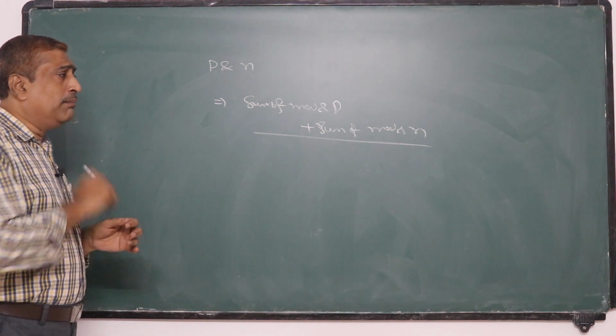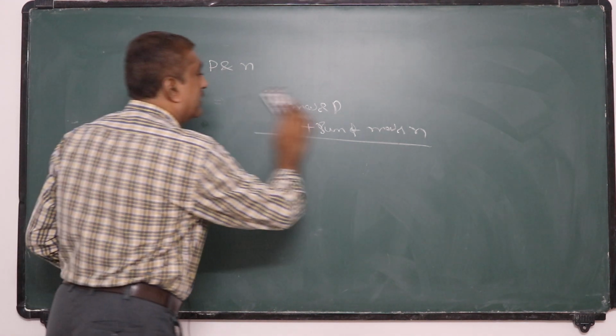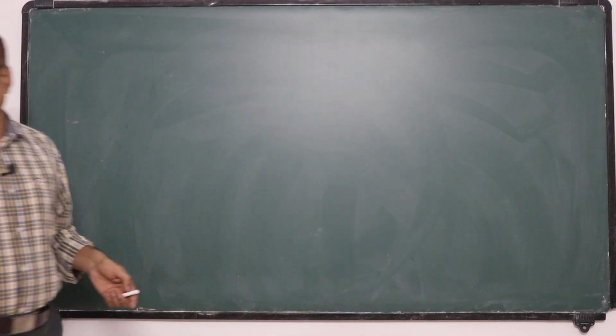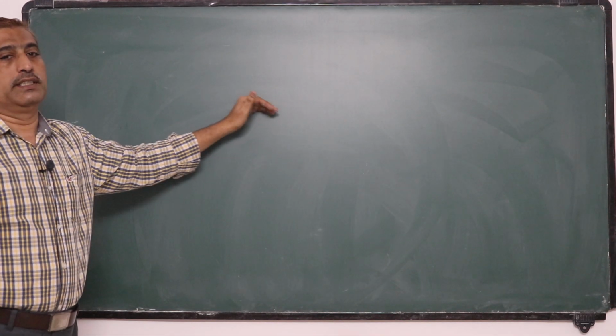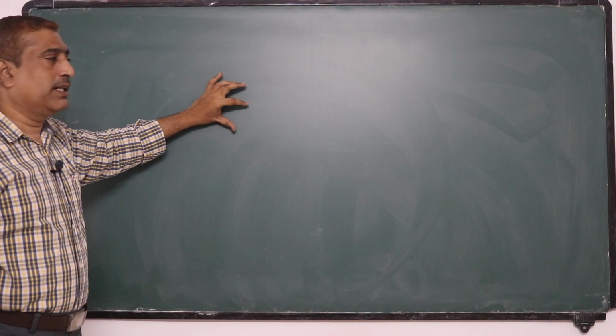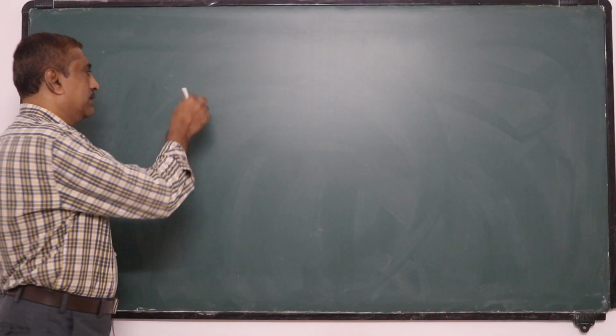But the observed value of the mass of the nucleus is always found to be less than this sum of the nucleons. This difference in mass is called mass defect. Suppose you take an example.